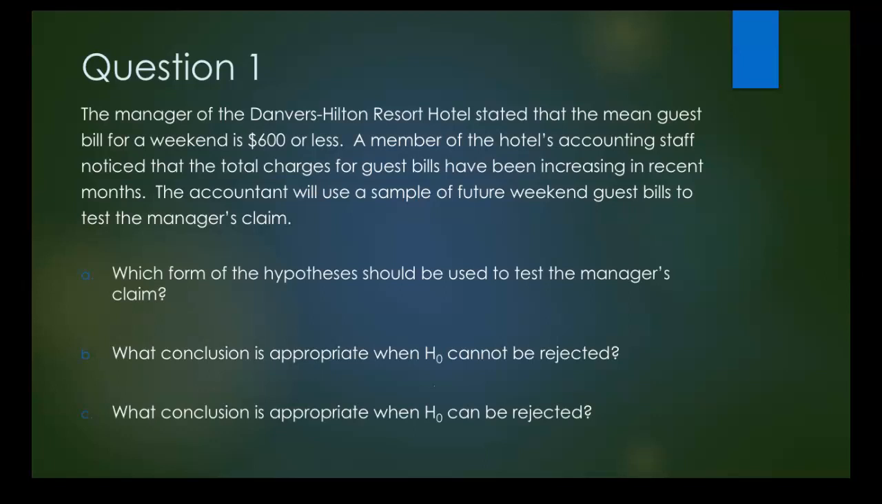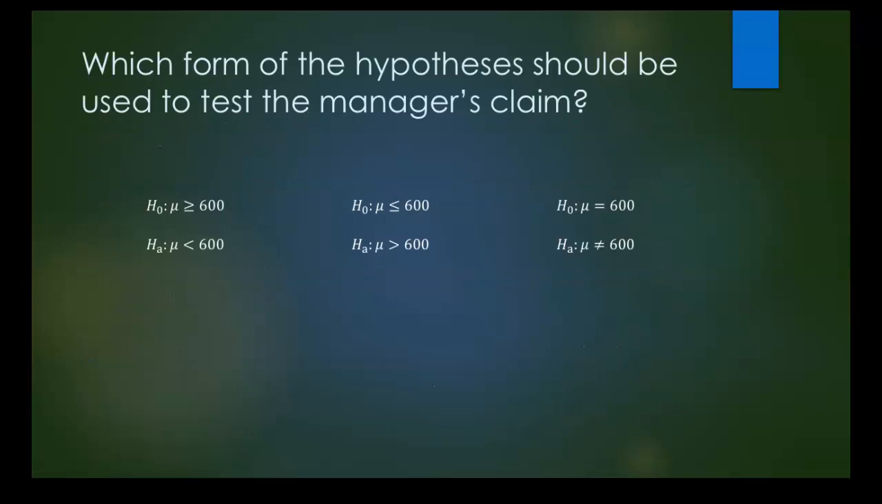So we have 3 different parts to this problem. The first one, which form of the hypotheses should be used to test the manager's claim? Then we need to figure out what conclusion is appropriate when the null hypothesis cannot be rejected, and what conclusion is appropriate when the null hypothesis can be rejected. So let's take a look at this first question.